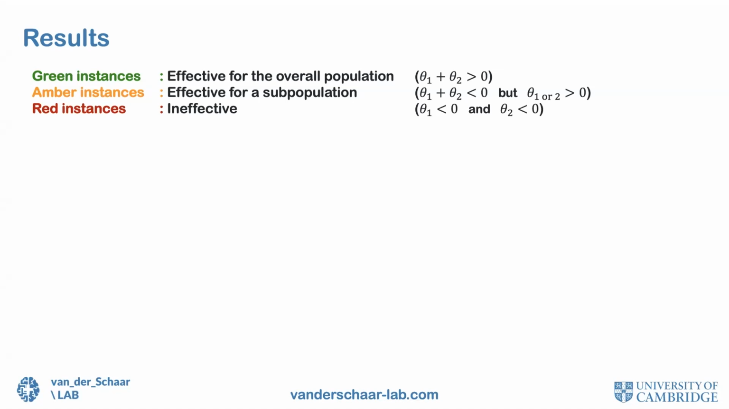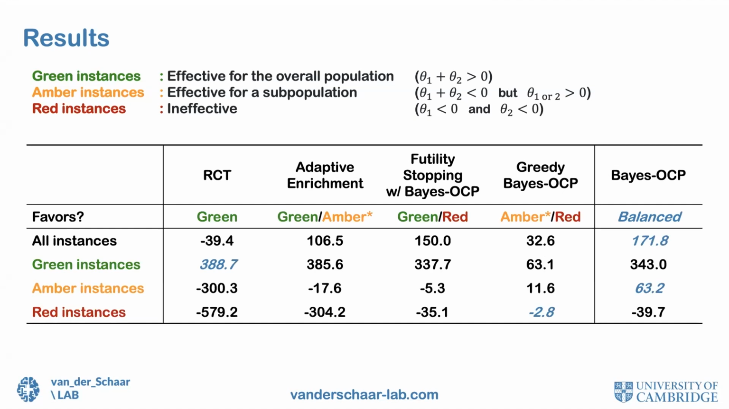And this is where we expect Bayes OCP to do better. And a red instance would be where the treatment is not effective at all. It negatively affects both subpopulations. And indeed, what we see is that if you look at the amber instances, or also the average results across all instances, Bayes OCP tends to perform the best because it achieves the best balance when deciding when to stop and when deciding when to target a different subpopulation.